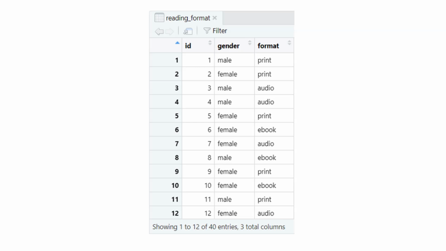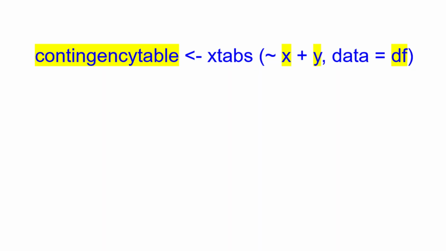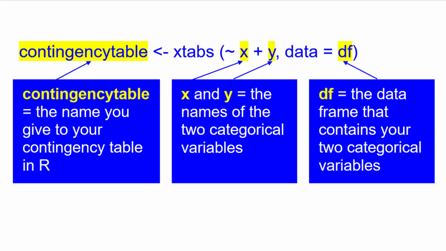If your data frame is formatted like ours, where each column represents a variable and each row represents one of your subjects, it's important to create a contingency table before conducting the chi-square test. Contingency tables summarize the relationship between categorical variables. The command to create a contingency table in R is on screen. You'll need to replace the highlighted text as follows. Contingency table, the name you give to your contingency table in R. You can use another name for your table if you want.